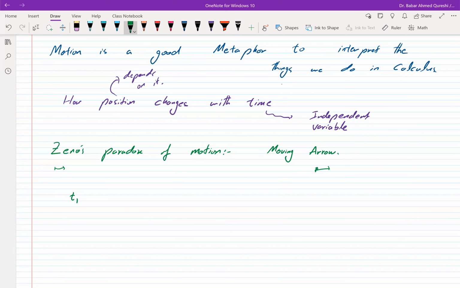But Zeno said that if I look at one particular instant, then the arrow at that instant is in a particular position. At each instant, say t1, the arrow is in one particular position.